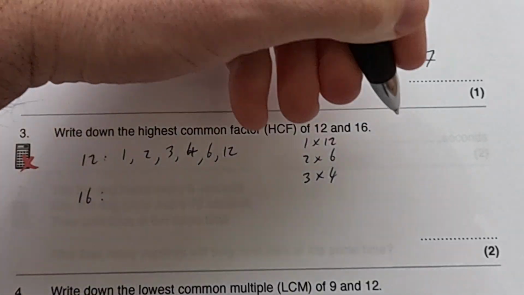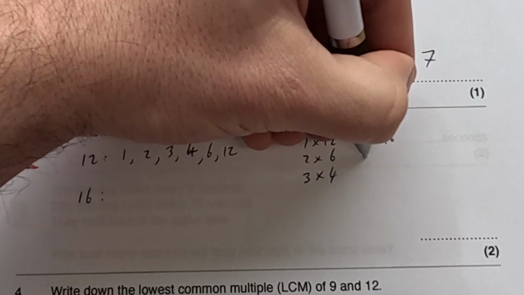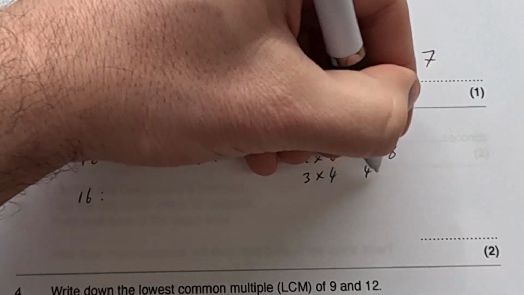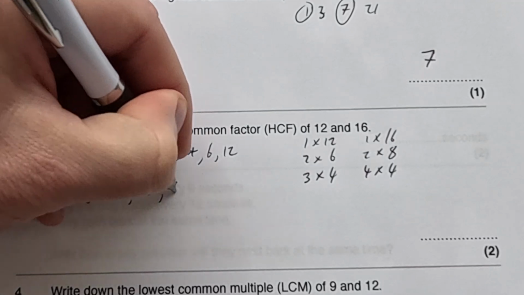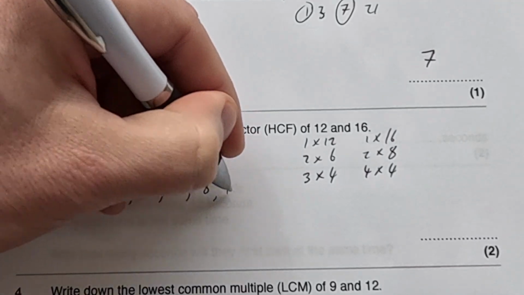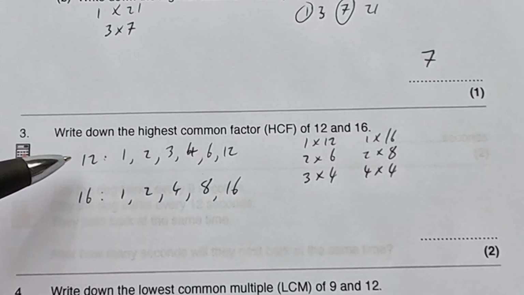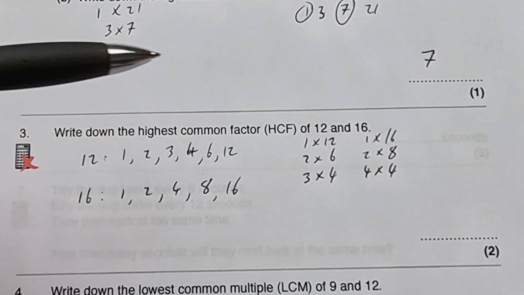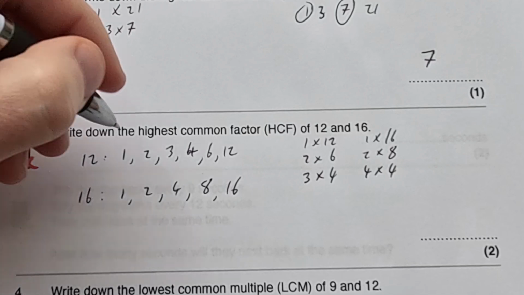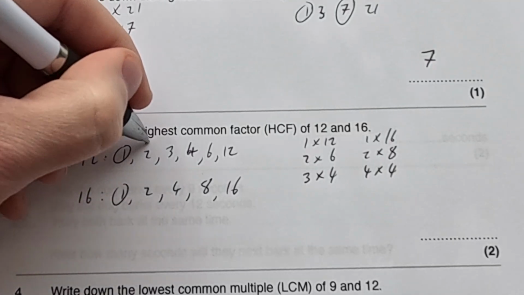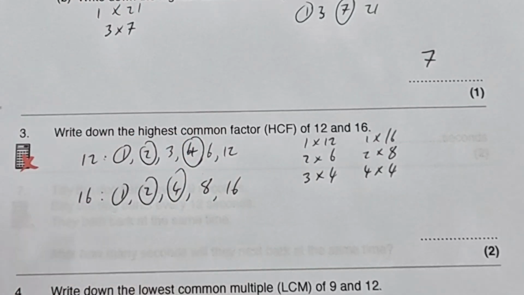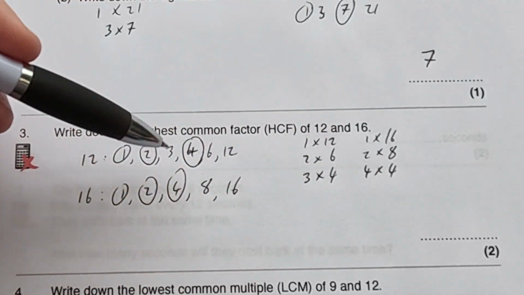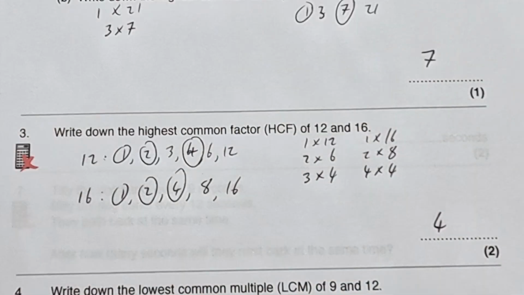Okay, now let's consider 16. We've got 1 times 16, 2 times 8, and 4 times 4. So the factors of 16 would be 1, 2, 4, 8, and 16. So they're the factors of 12 and 16. Now we want to find the highest common factor. So let's circle the common factors. 1's a common factor, 2's a common factor, 4's a common factor, and that's it. So the highest common factor of 12 and 16 would be 4. And that's it.